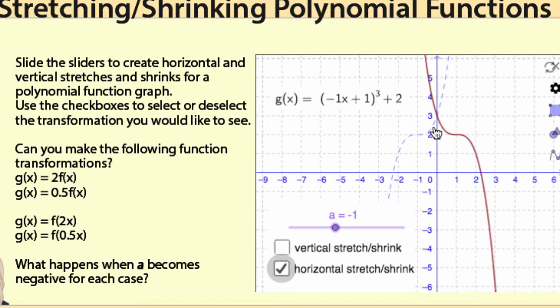Okay, this is a horizontal reflection. a value is negative 1, reflects over the y-axis. And notice the negative sign inside the parentheses here with the x. So you know it's horizontal reflection. Okay, so that's how you can use GeoGebras to help you understand transformations. That's the big picture.